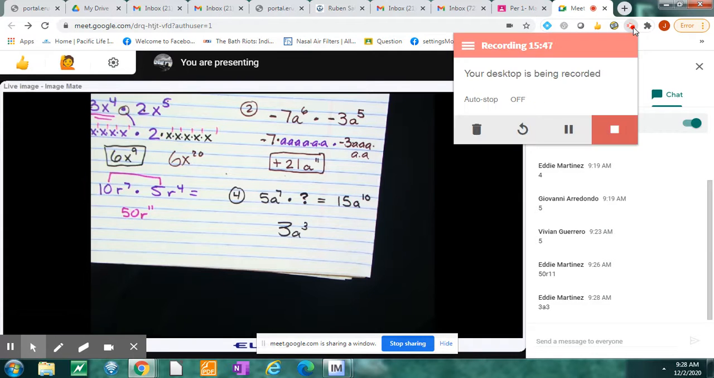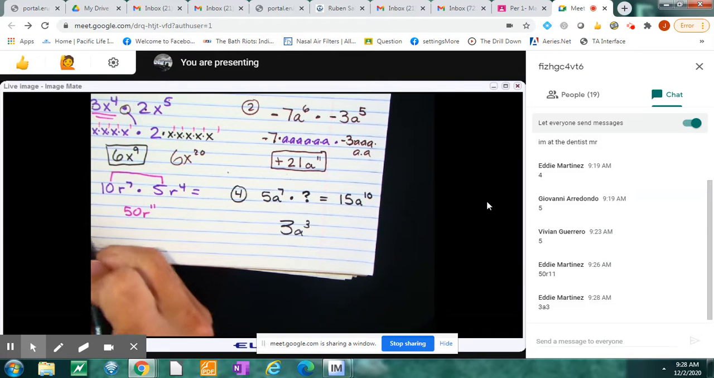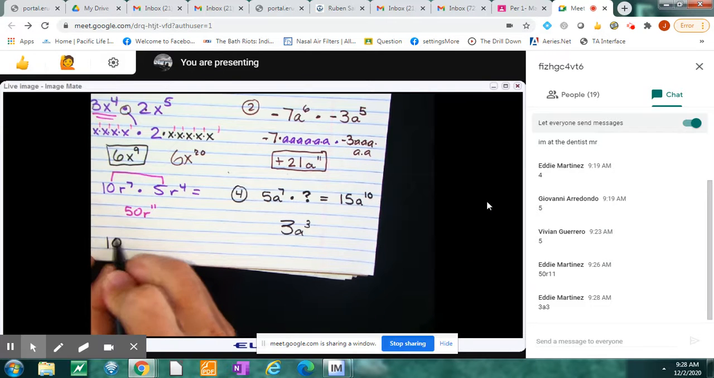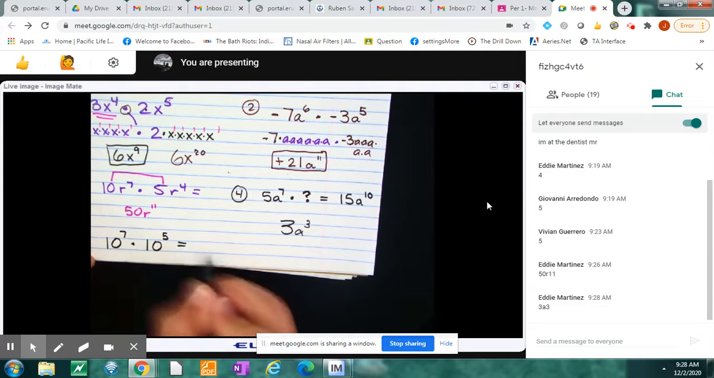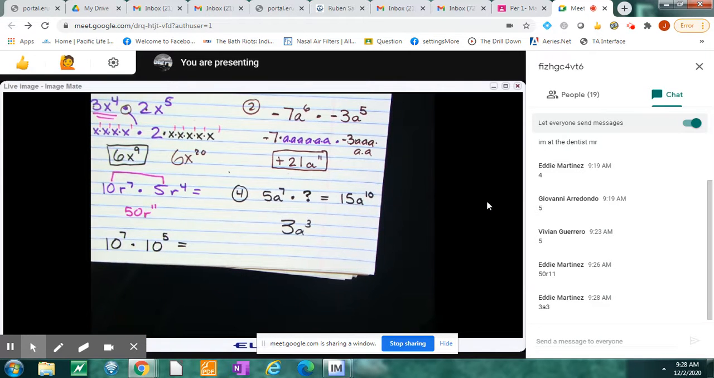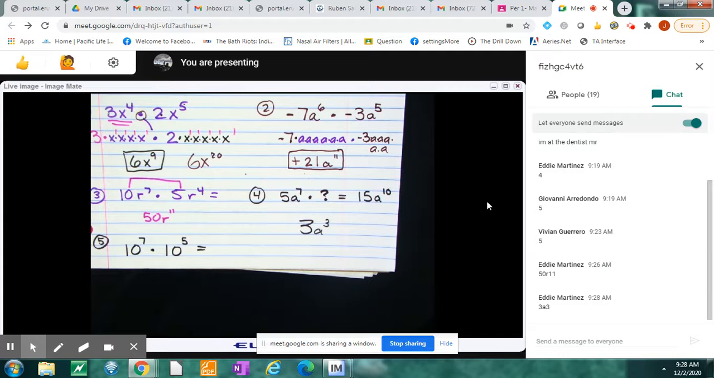So today, oh wait. Sorry, I forgot one more. Number 5. What if I have 10 to the 7th times 10 to the 5th? Remember when I said anything with an exponent, say how many there are? All right. Now the 10 has an exponent. So now instead of saying how many A's, how many R's, you're going to say how many what? How many 10s are there?